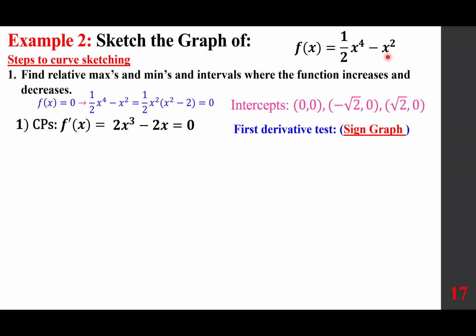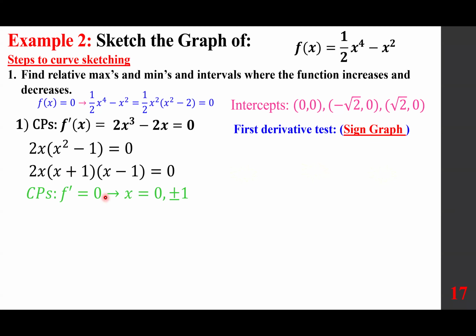we need to factor, so we're going to factor the 2x out first. This x squared minus 1 becomes x plus 1, x minus 1. Therefore, the critical points: x is 0, x is minus 1, x is plus 1. So we have 3 critical points. So we are going to go with a number line from negative to positive infinity, and we put those 3 numbers in order. At negative 1, 0, and 1, all of them, this becomes 0.